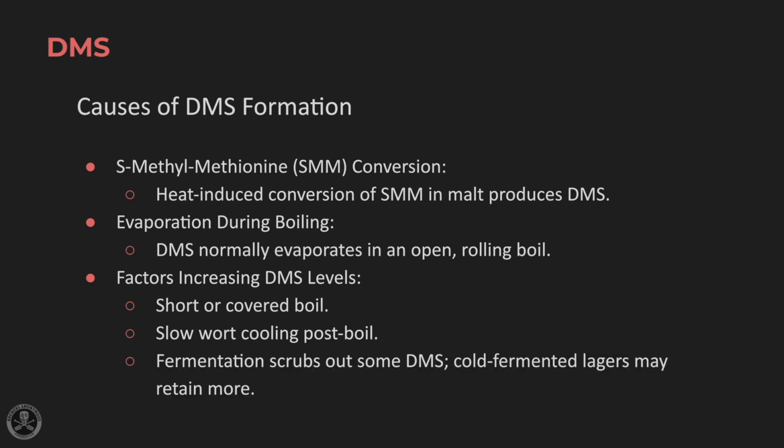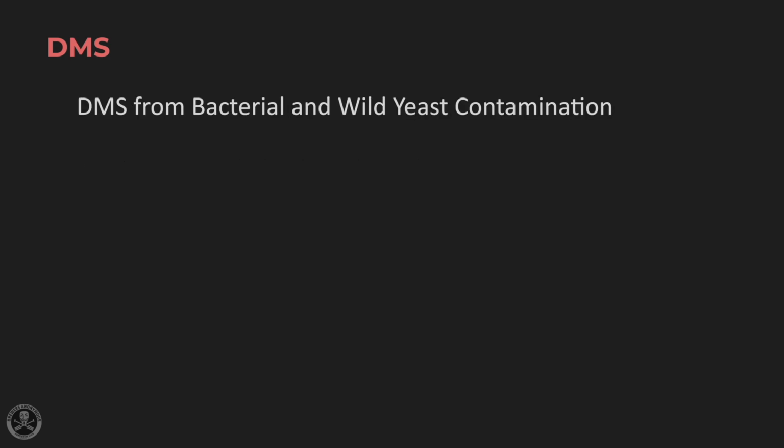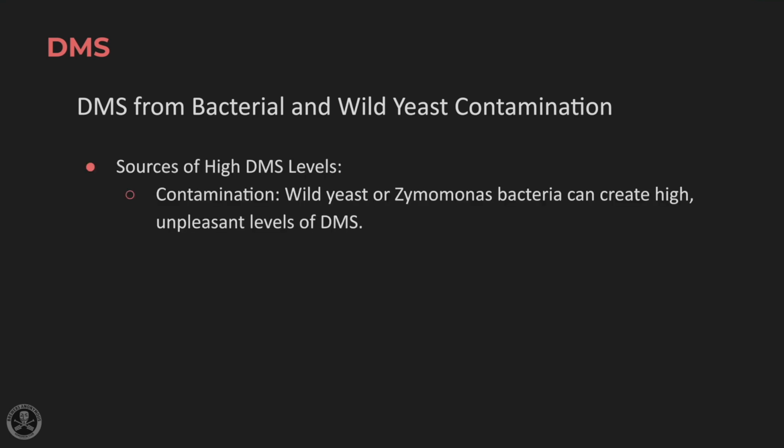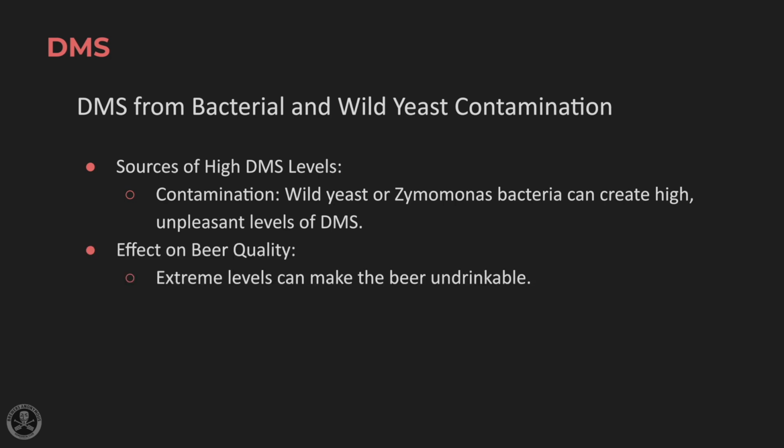Yeast can scrub out some DMS. It does a less efficient job at lower fermentation temperatures. It can scrub out more in a warmer fermented beer. DMS can also be produced by bacterial or wild yeast contaminations. Wild yeast or Zymomonas bacteria can create extremely high levels of DMS. In this instance, the levels of DMS are so high that it makes the beer undrinkable.